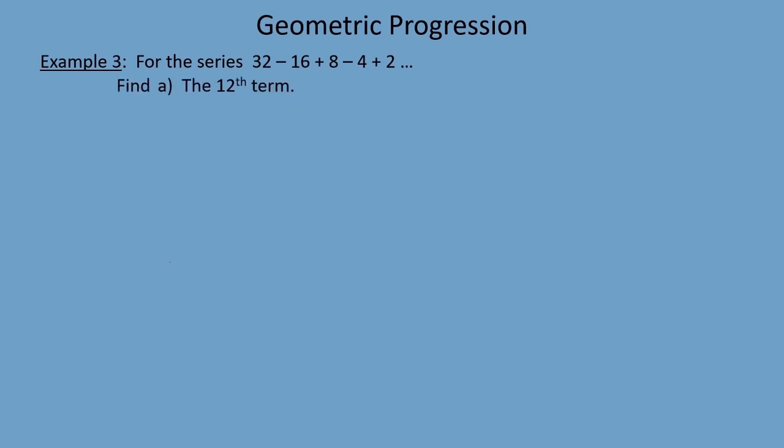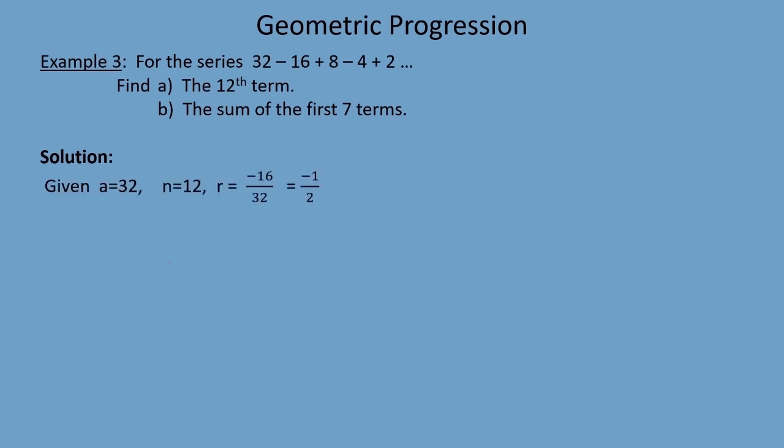Example 3. For the series 32 minus 16 plus 8 minus 4 plus 2 ..., find A, the 12th term, and B, the sum of the first 7 terms. Solution. Given A is equal to 32, n is equal to 12, R is equal to A2 by A1, that is, minus 16 by 32, which is minus 1 by 2.